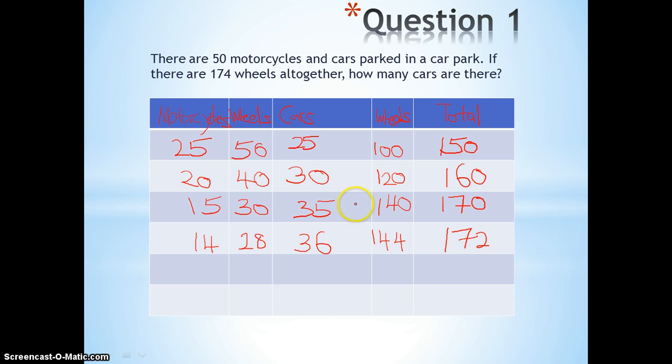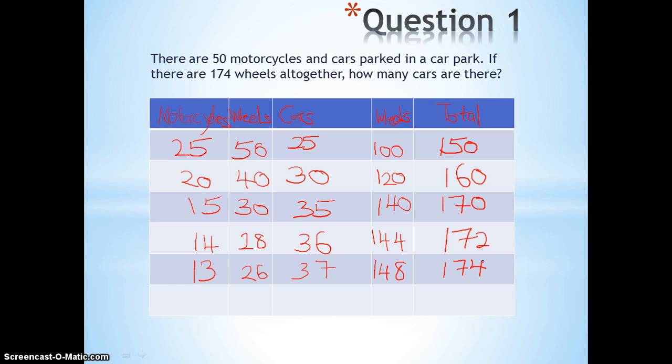So do you know what is going to be next? I have to increase the cars to 37. Hopefully this is the right one. Alright, but let's try. And with that, if I have 37 cars here, I have 13 motorcycles. 13 motorcycles come to 26 wheels. And with 37 cars, I will have 148. And the total is 174 wheels. Hooray, I got the answer.